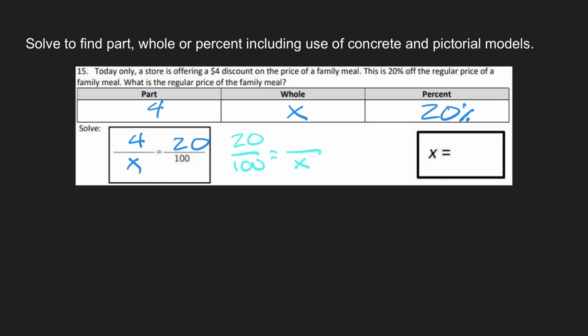And then I have 4. I would divide by 5 and divide by 5, and I would get 20 as my whole. Double check me. I'm going really fast, guys. I'm sorry, I'm trying not to make this an hour-long video.